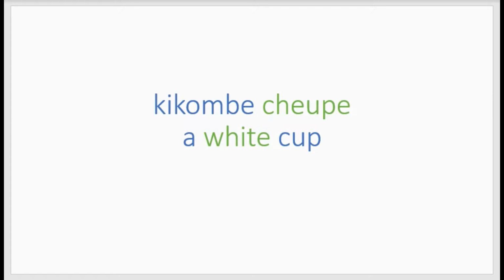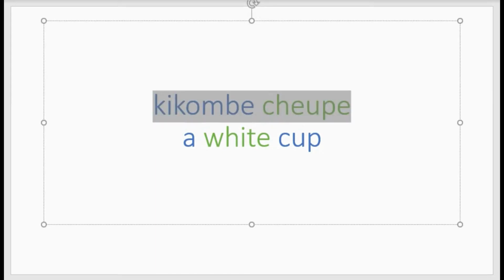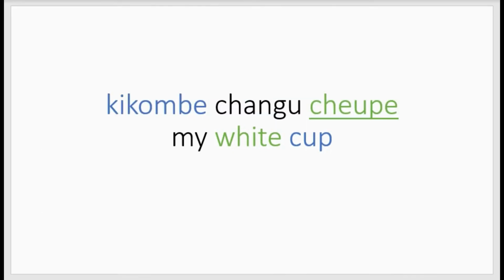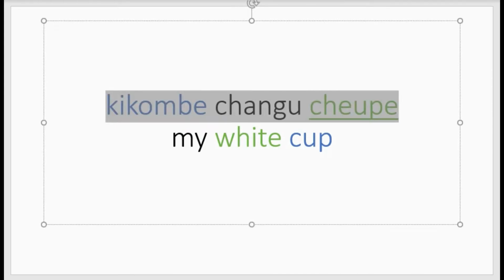Kikombe cheupe. Another example. Kikombe cheupe, a white cup. Kikombe changu cheupe, my white cup. You can see changu here, possession, comes before the adjective. The adjective is at the very end of the sentence. Cheupe is an adjective. Kikombe is a noun.